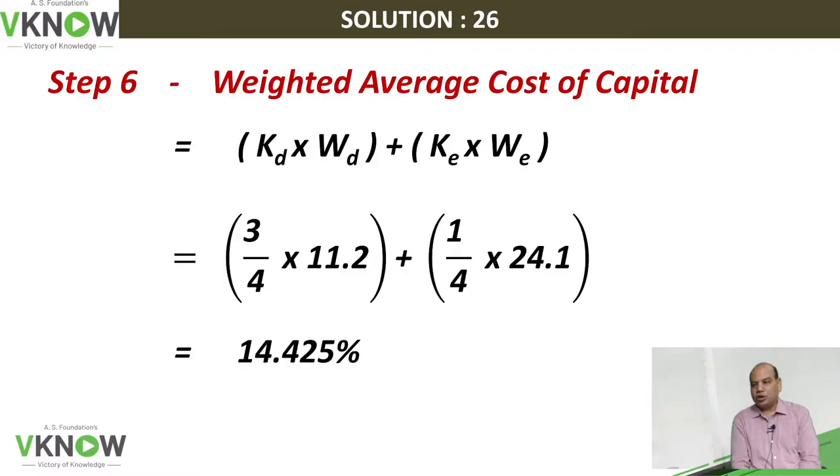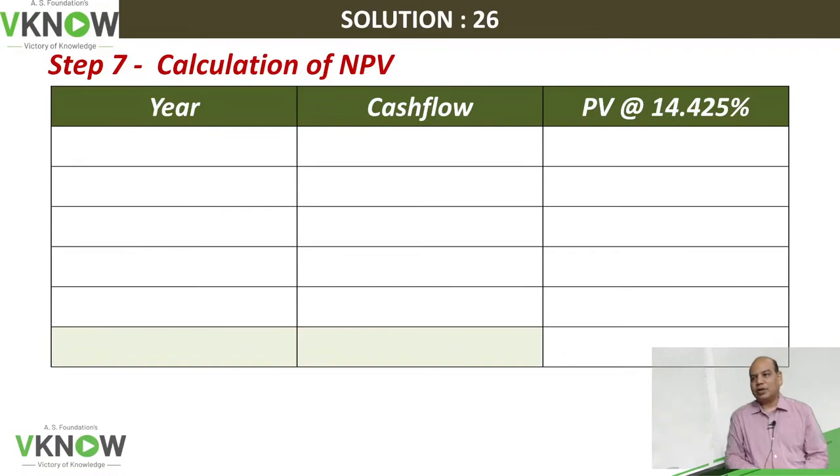So are you getting 14.425%? 14.425%. This will be used as a discount rate for evaluation of new project. Write down step 7. Step 7, calculation of NPV. Very good, Divya. Calculation of NPV. Year, cash flow, PV factor, or directly PV. No need to write factor.